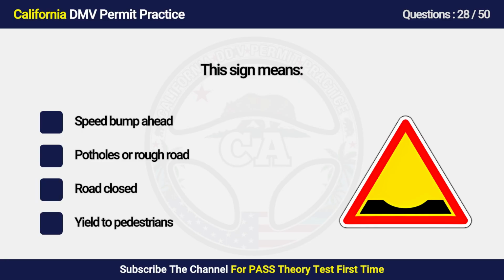Question 28. This sign means: A. Speed bump ahead. B. Or rough road. C. Road closed. D. Yield to pedestrians.